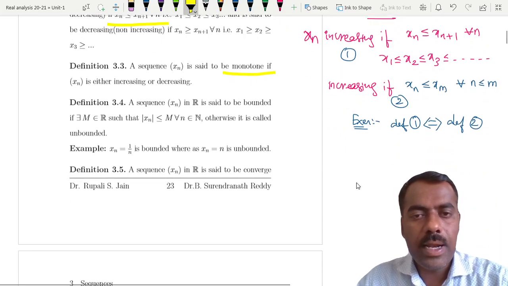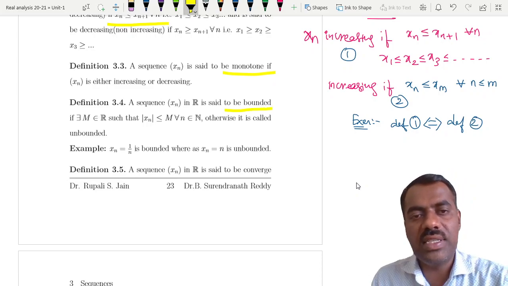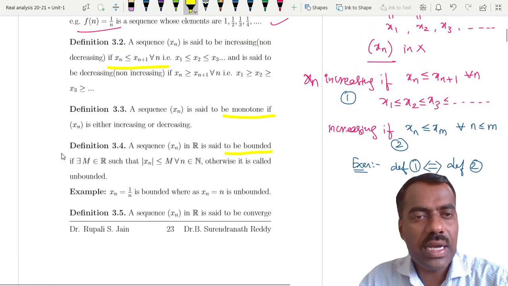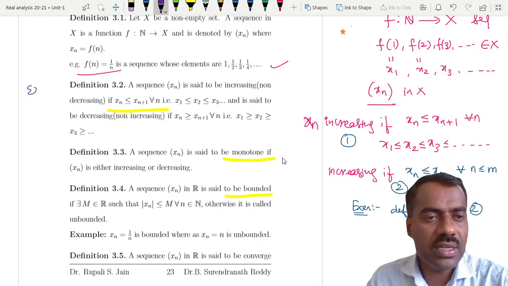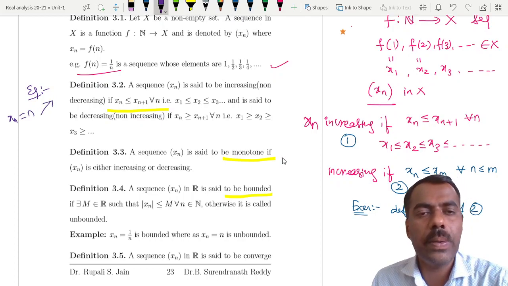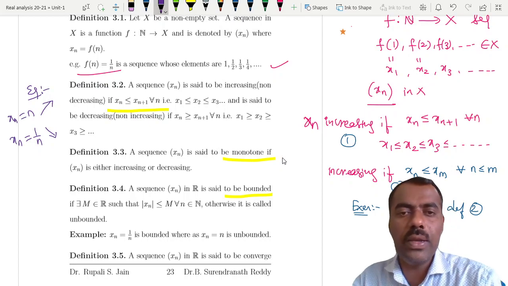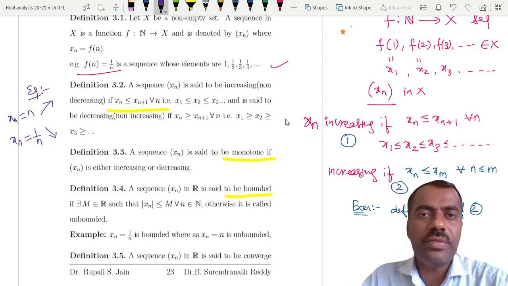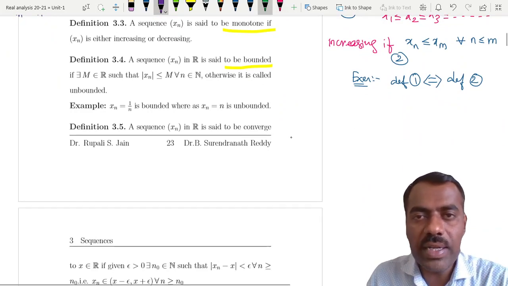Fine. Now, let's see another definition, that a sequence is said to be bounded. But first we can quickly give some examples of increasing and decreasing sequences. If you want an increasing sequence, take xn equal to n, then obviously it is increasing. And if you take xn equal to 1 by n, then it is a decreasing sequence. And you can have any number of other examples.